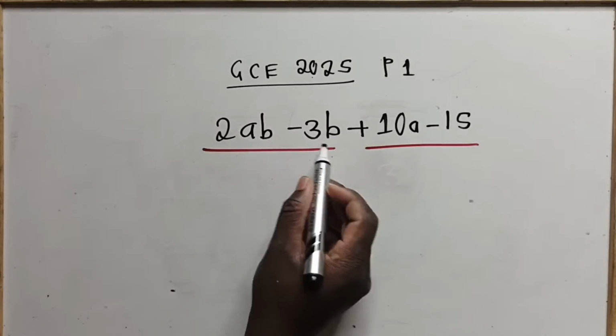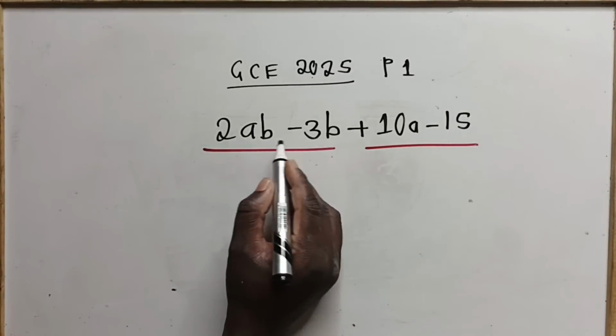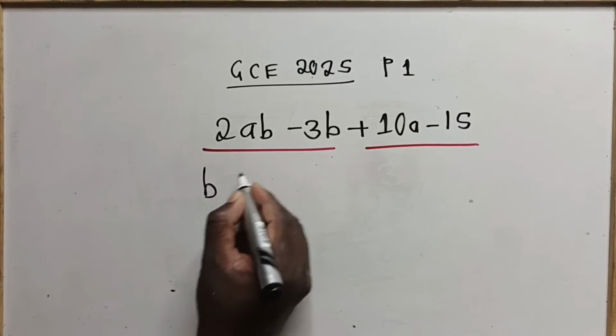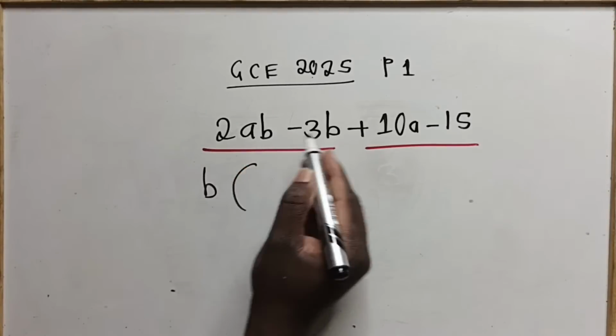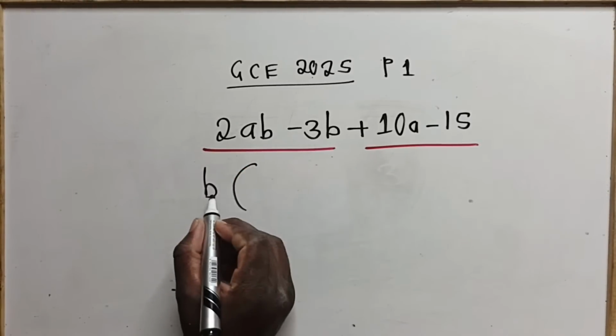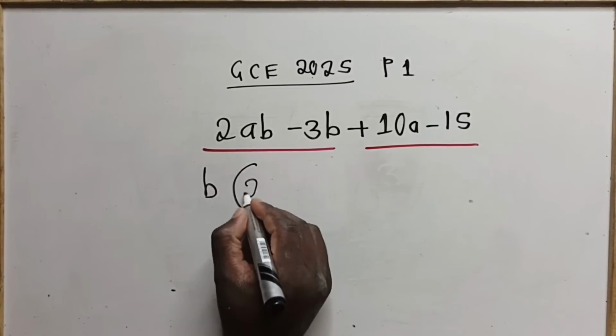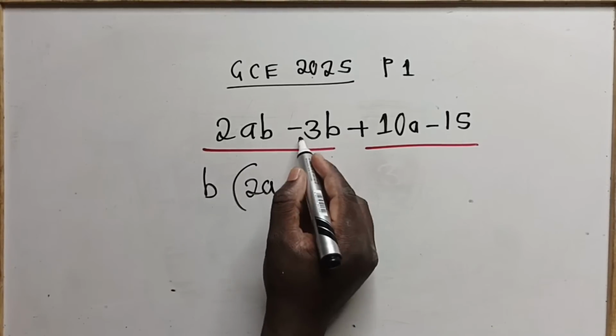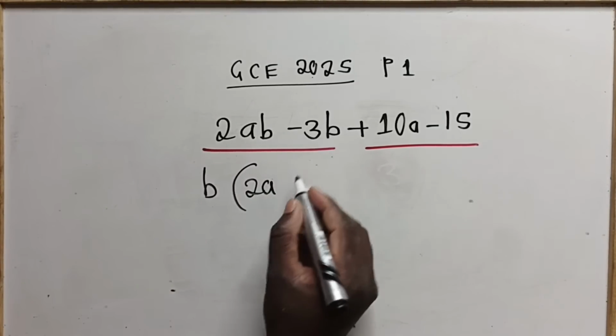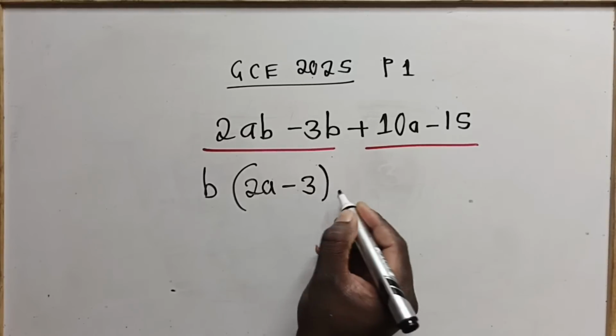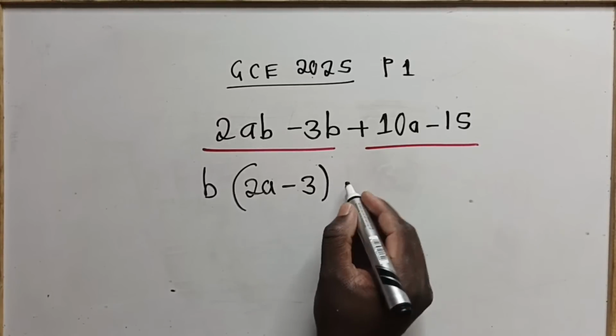So here, to factor out what is common, you're going to write a B because B is found here and it's right over here. So B into 2AB, that's a 2A. B into negative 3B, it's a negative 3. And then here you find what is common.